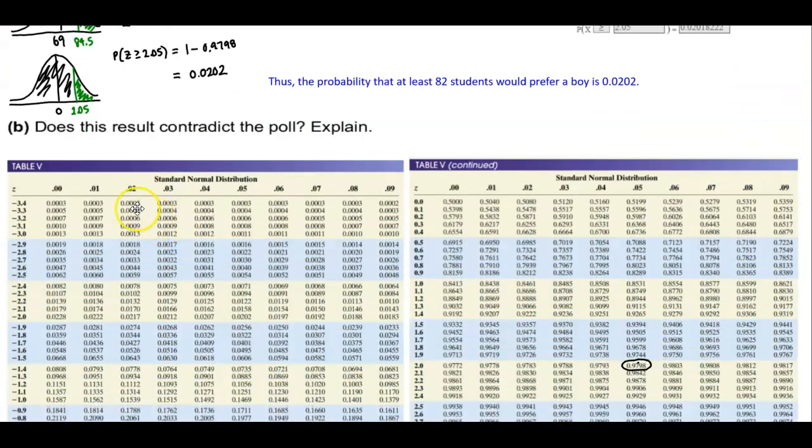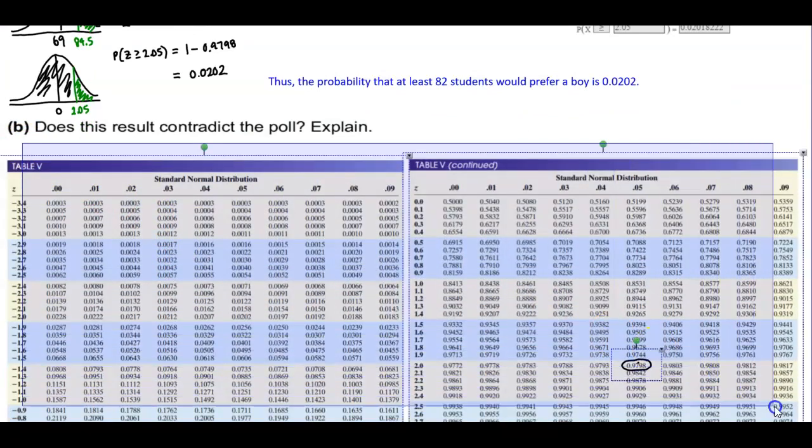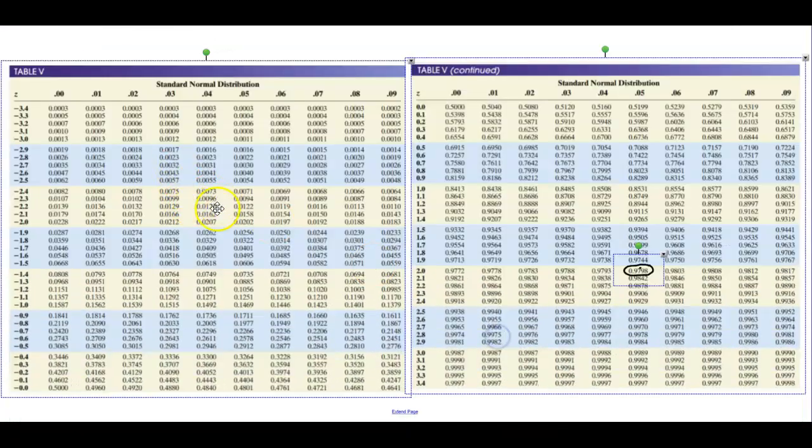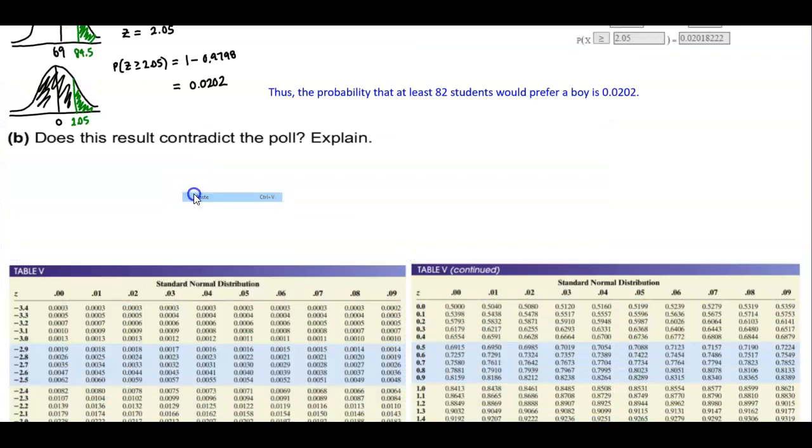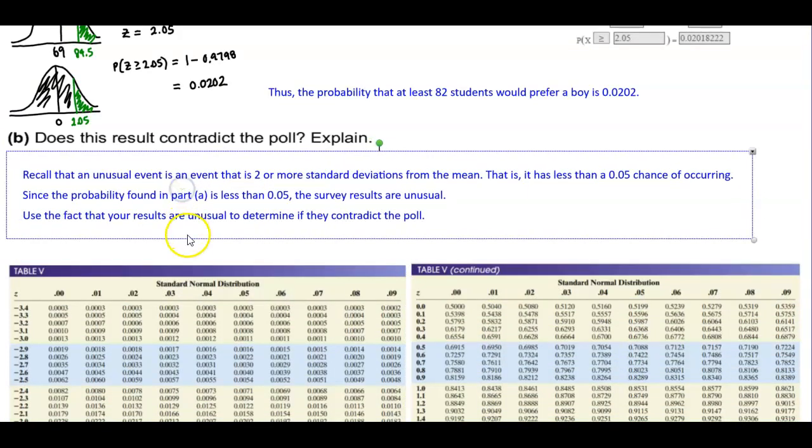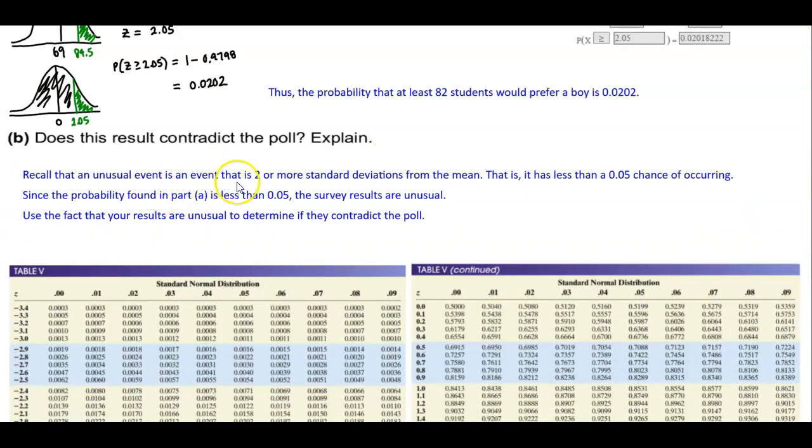So now, do these results contradict the poll? We want to be able to explain that. Recall that an unusual event is an event that is 2 or more standard deviations from the mean. That is, it has less than a 0.05 chance of occurring. Since the probability found in part A is less than 0.05, the survey results are unusual. So you're going to use the fact that your results are unusual to determine if they contradict the poll.